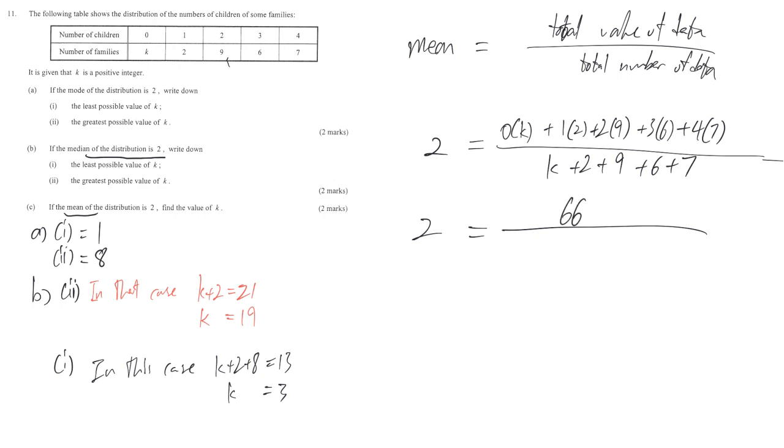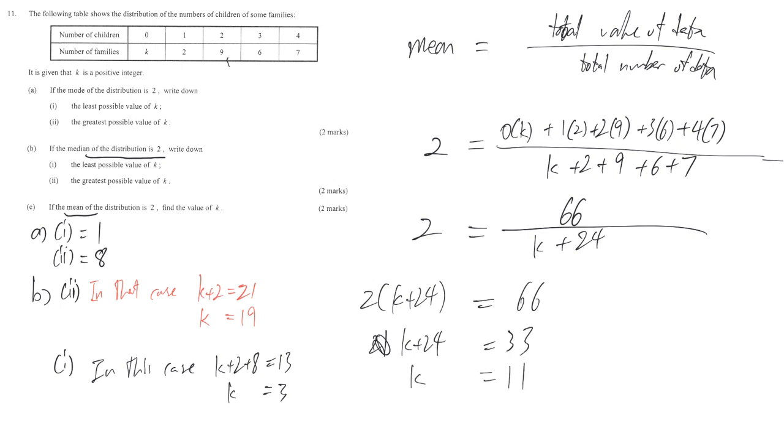Here is 66, and below is k plus 24. So k is equal to 11, and this makes sense because k is some integer. That's how you get this question.